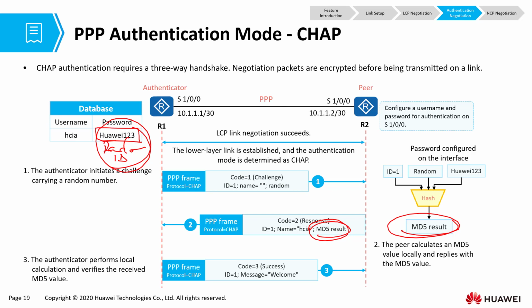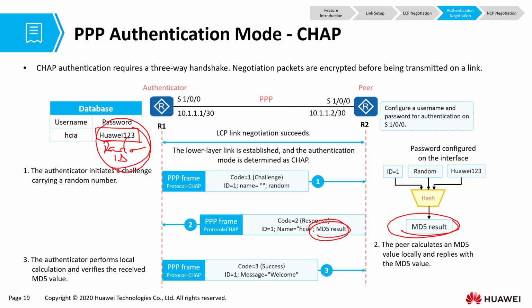Again, when the authenticator receives the response packet, the authenticator will locally search for the password that corresponds to the username in the response packet. And after obtaining the password, the authenticator encrypts the password using the same formula as the one used by the peer. Then the authenticator compares the digest obtained through encryption with that in the response packet. If the digests are the same, the authentication succeeds, and if they are different, the authentication fails.